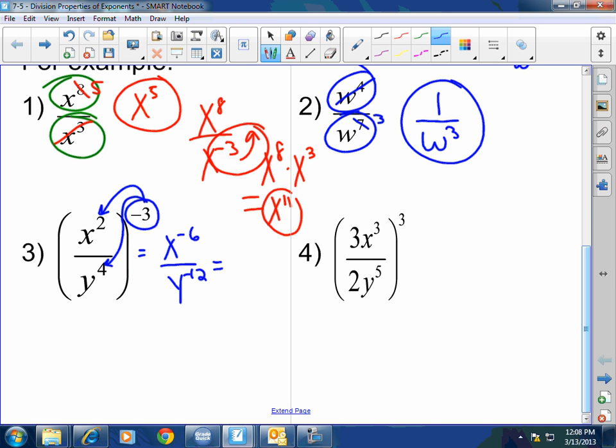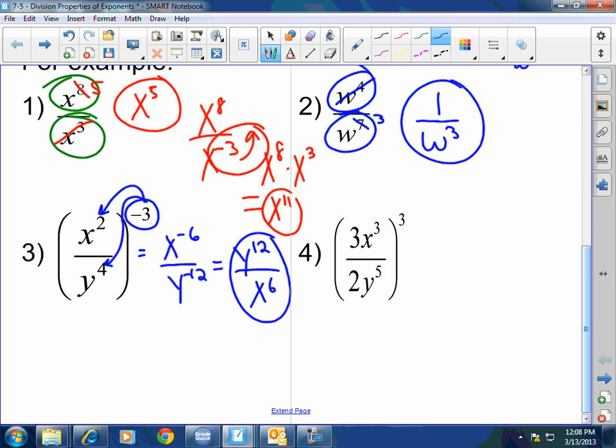That's exactly right. You flip them both. So this will become y to the 12 because I went from the denominator to the numerator, over x to the 6 because I went from the numerator to the denominator. Does that make sense? Okay, next.